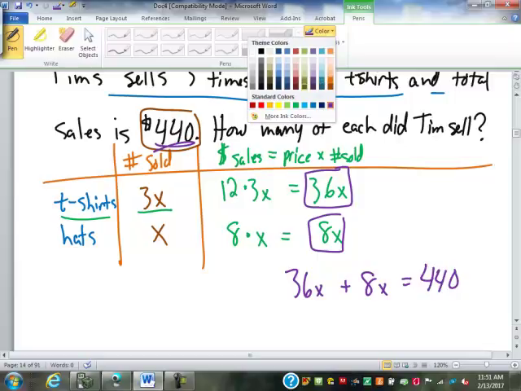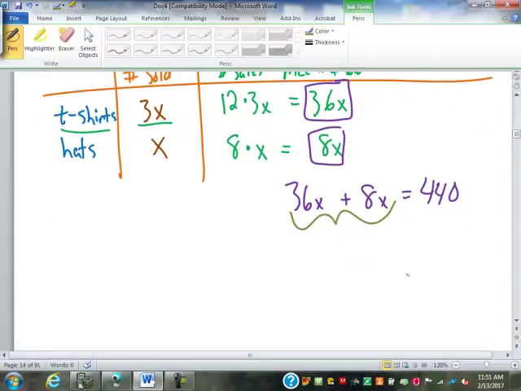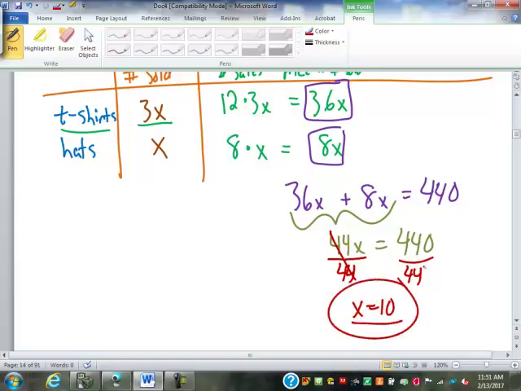So our next step is combine. What's 36x plus 8x? Somebody said it there, 44x. Good. And then our next step, we need to divide by 44. Great. So we have x equals 10. So x equals 10 tells us he sold 10 hats. How many T-shirts did he sell?